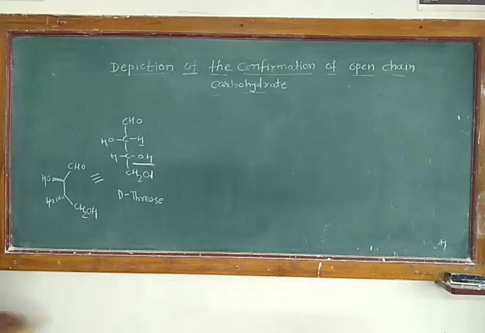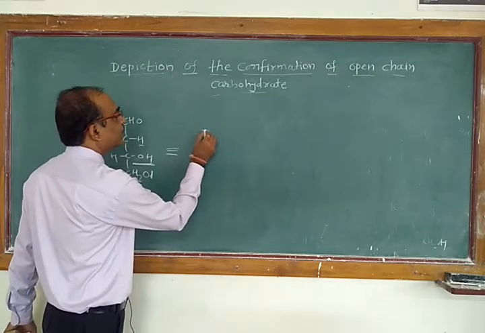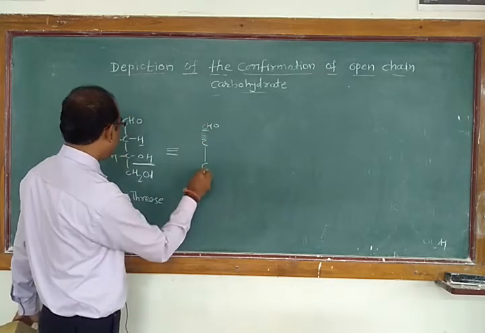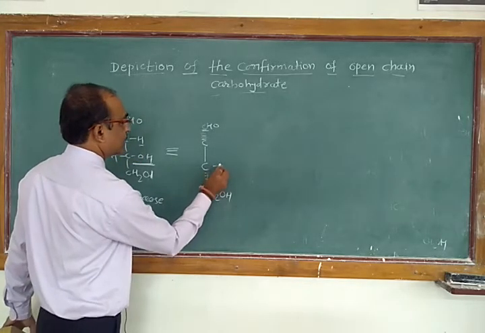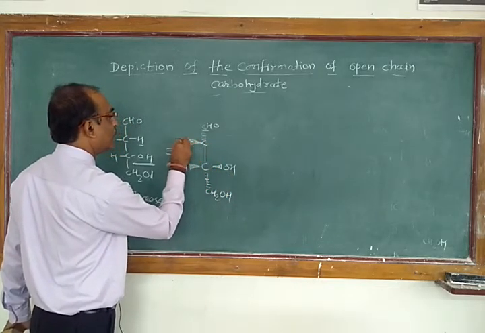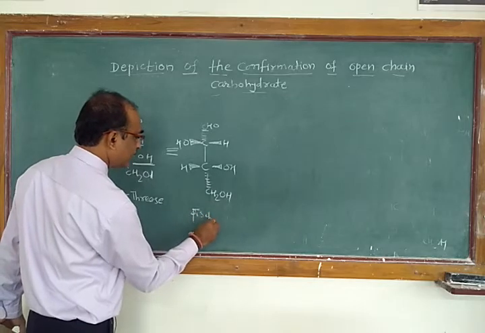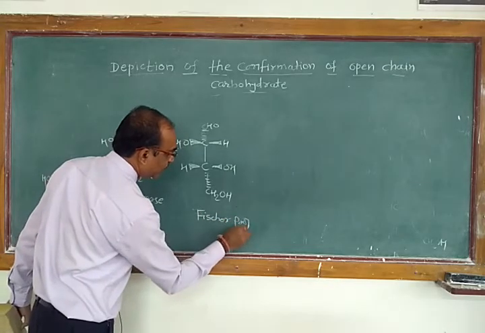Okay. So this is one way of representation. This structure can also be written this way. See, here is CHO, carbon, carbon, and here CH2OH. Here is OH, H, OH, H. This is the Fischer projection. This is the Fischer projection for D-threose.